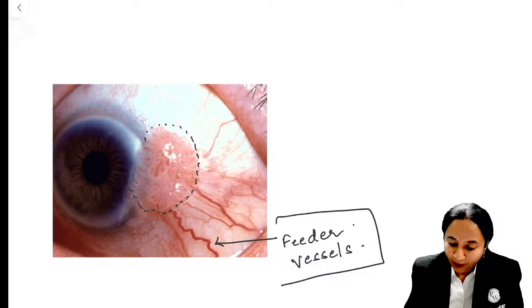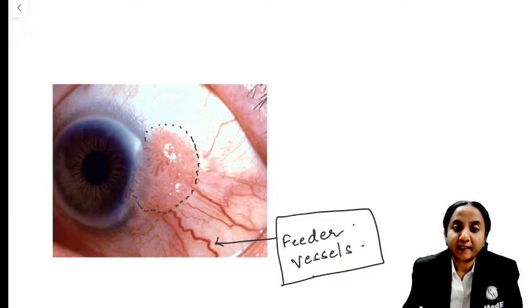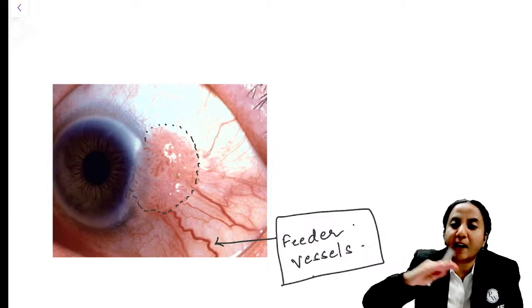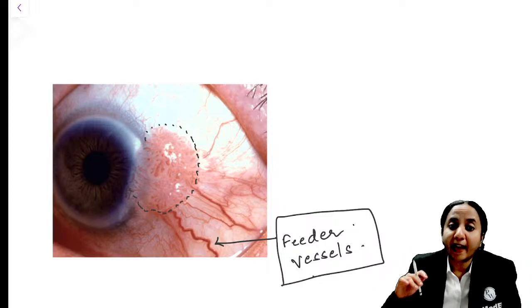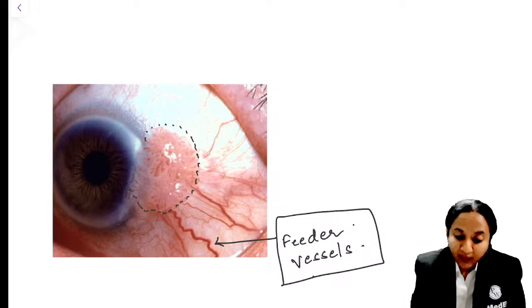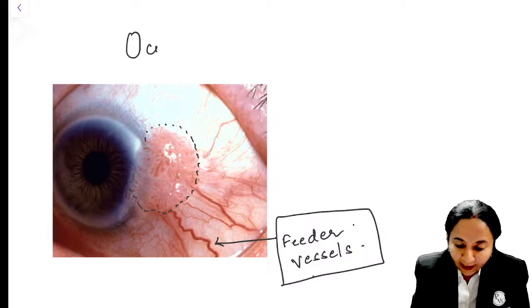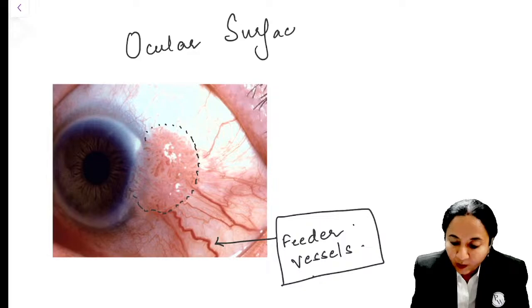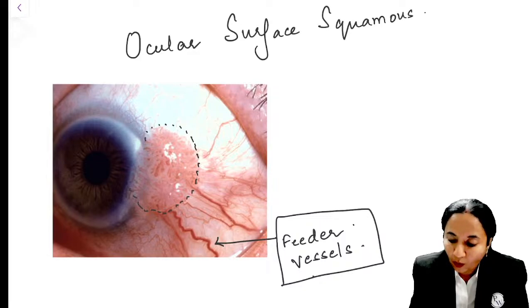No, this is not a pinguecula. See, it is an irregular mass close to the limbus. Look at the surface, how undulating and irregular it is. And you see these big feeder vessels. So now you will get a clue about where such feeder vessels are found. So this is called OSSN, ocular surface squamous neoplasia.